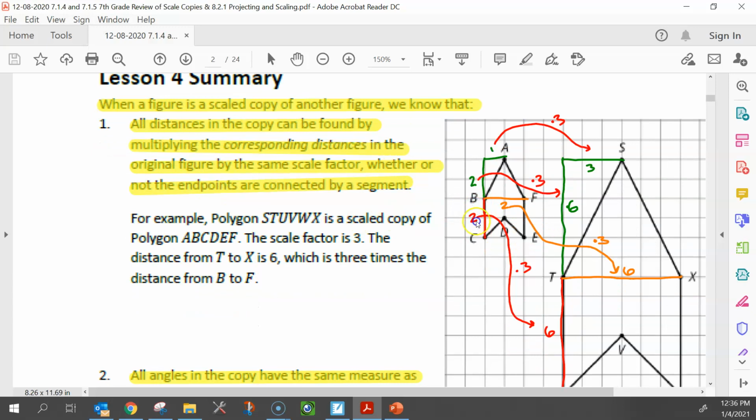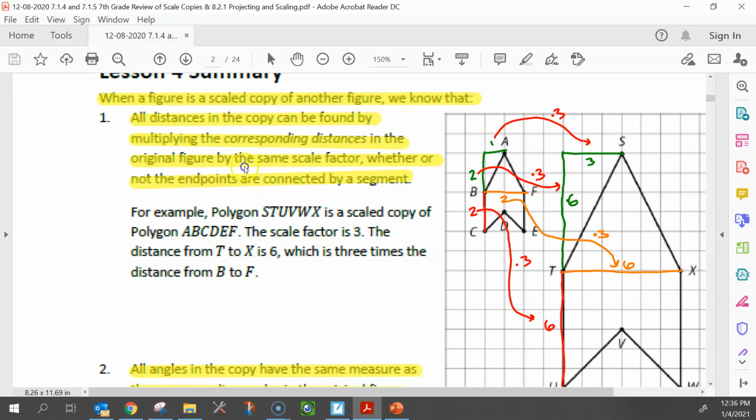How long is this right here? This is 2, right? 2 times 3 is 6. How long is this right here? 2. And 2 times 3 is 6. And what about this one? This was up 2 and over 1. Well, up 2 multiplied by 3 is up 6. And over 1 multiplied by 3 is over 3. So every distance was multiplied by the same scale factor.